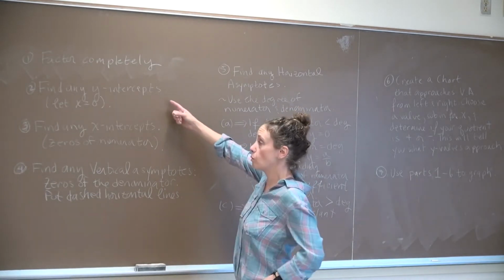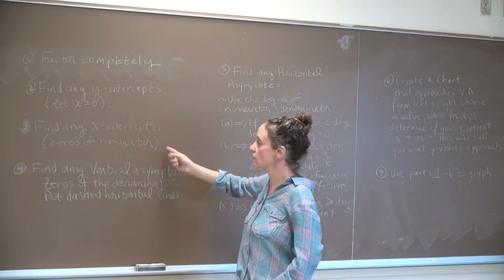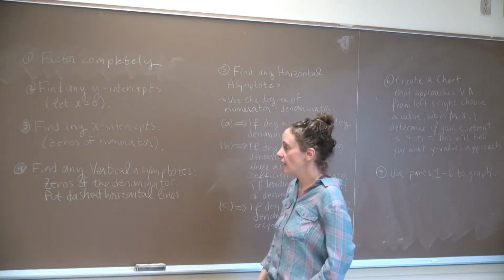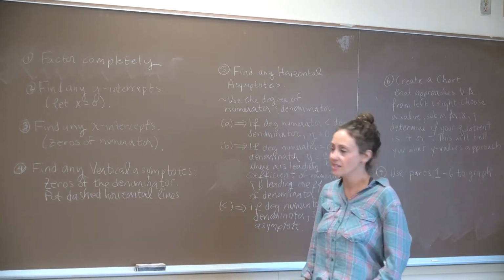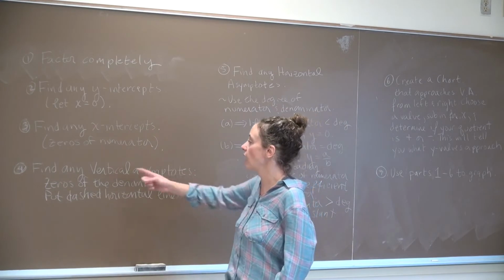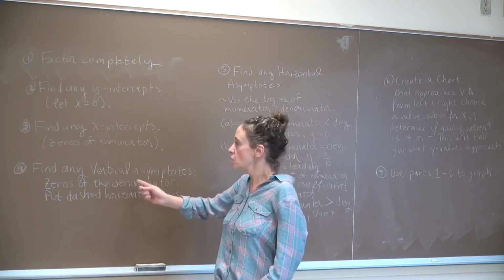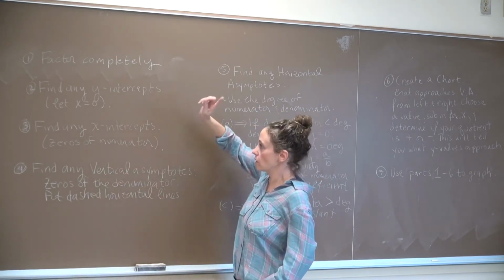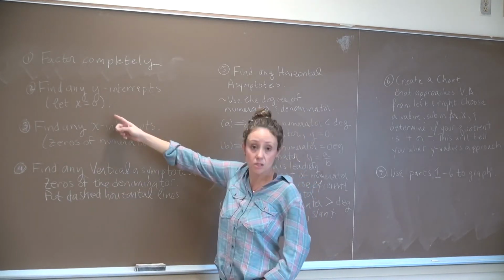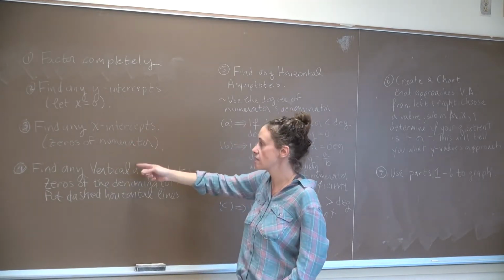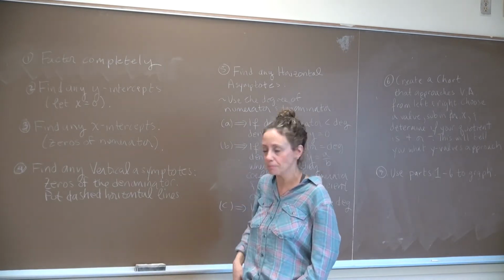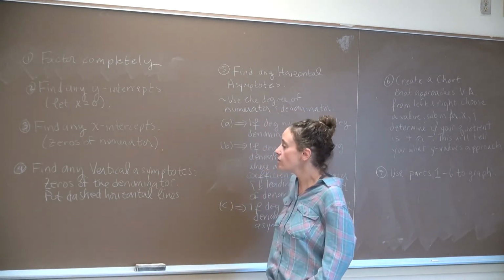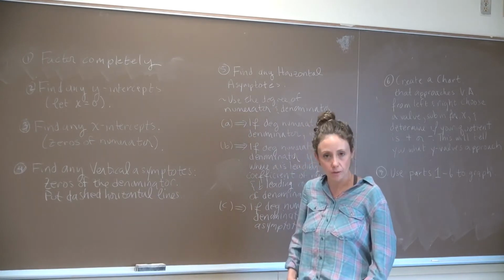So when we're done with the y-intercepts, then we're going to find the x-intercepts. And the definition of the x-intercepts is when our y value equals 0, but it turns out that it's the same thing as finding the zeros of the numerator. So we're going to factor, we're going to find the y-intercepts by substituting 0 in for x, and then we're going to find the x-intercepts, which means we're going to look for any zeros of the numerator. Now for the 4th step, we're going to look for any vertical asymptotes.